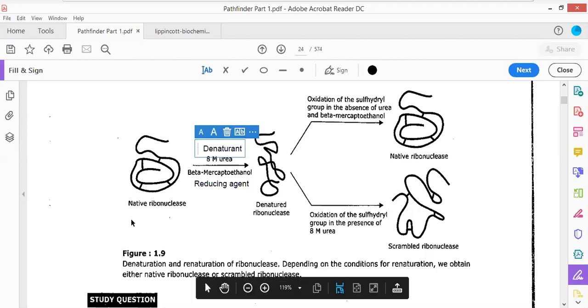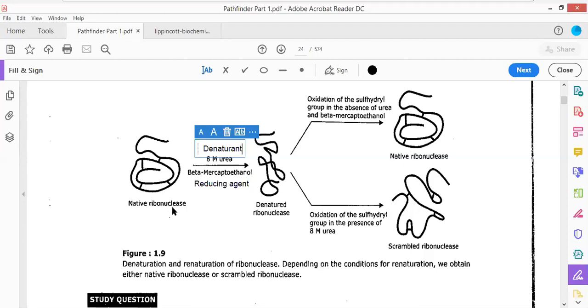Now, what is going to happen? All the disulfide bonds in the ribonuclease are going to be broken. There are 4 disulfide bonds present, that means there are 8 cysteine residues, and all these 8 cysteine residues have broken their bonds. This is denatured ribonuclease which has been produced, because of our work with beta mercaptoethanol and 8 molar urea.